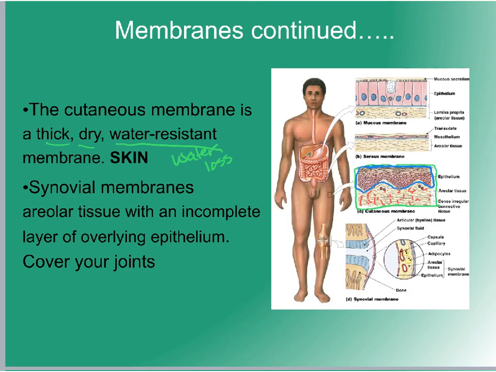And then last week we learned about synovial membranes. These are membranes that we find lining the inner surface of joints. So if we look over at this picture here, the little inset is showing you that the picture on the right is a view inside of the joint capsule.